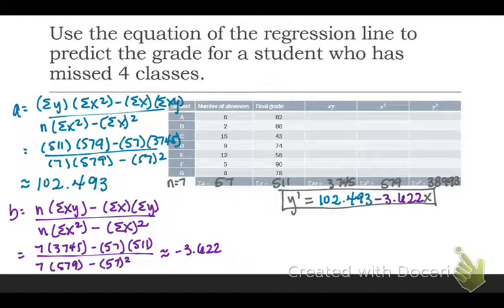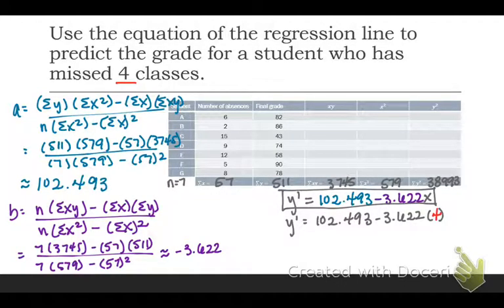I have my regression line, and now I have to use it to predict what is the grade for a student who has missed 4 classes. So I'm just going to plug in 4 as my x, because remember, x is the number of absences. That's what we're controlling. That's our independent variable, if you will. So I'm going to rewrite all of this and plug in my 4.